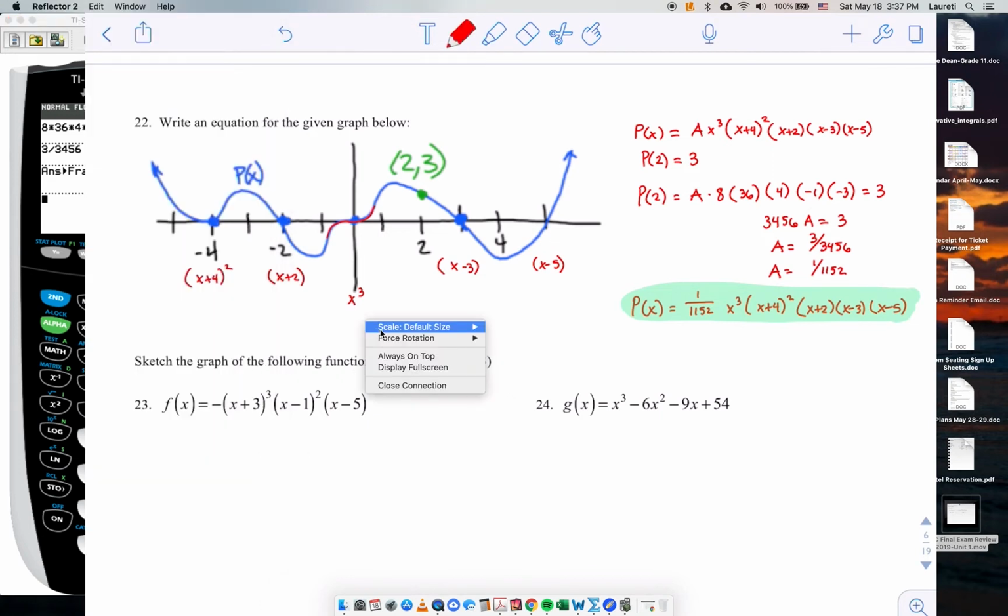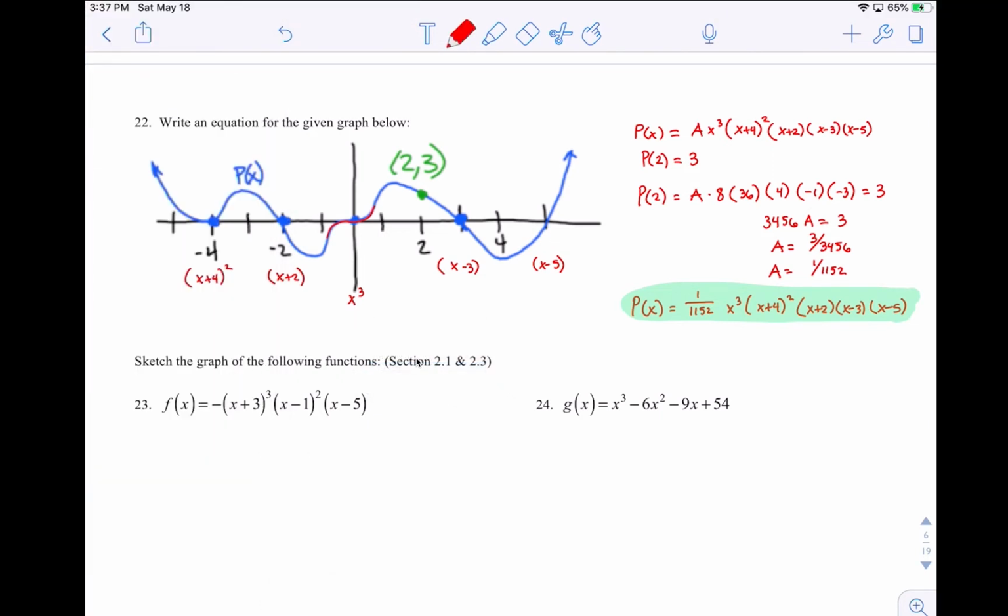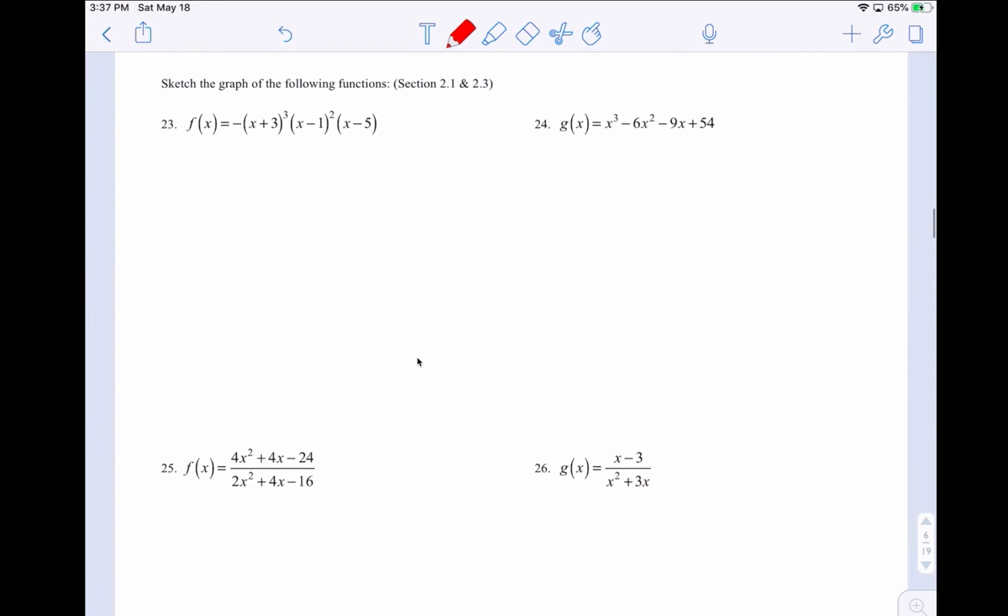Okay, so we'll get back to this. All right, so it says sketch the graph of the following functions. So it looks like I have polynomials and then also rational functions as well.